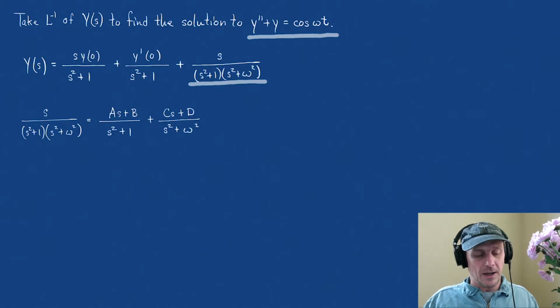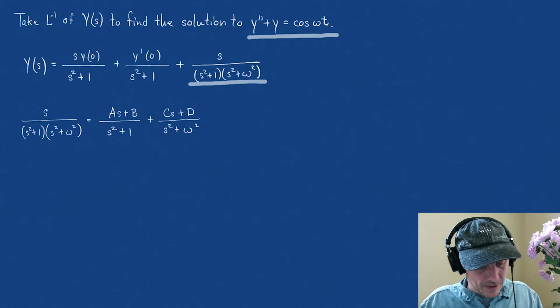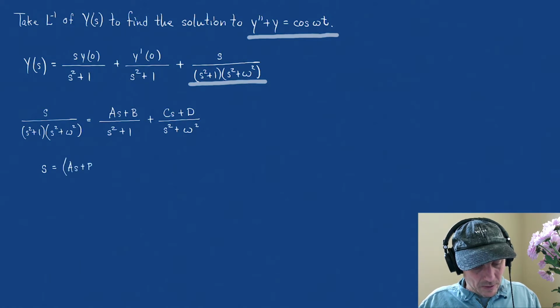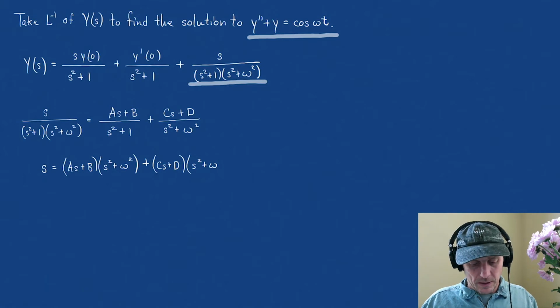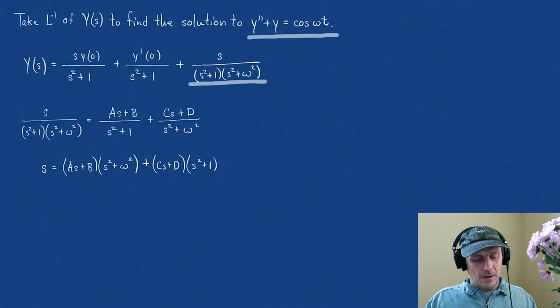All right, multiply both sides by the lowest common denominator, and we pick up s is equal to, parentheses, As plus B times s squared plus omega squared, plus Cs plus D times s squared plus omega squared. Oh, whoops, plus 1. You have to be really careful on these. S squared plus 1.